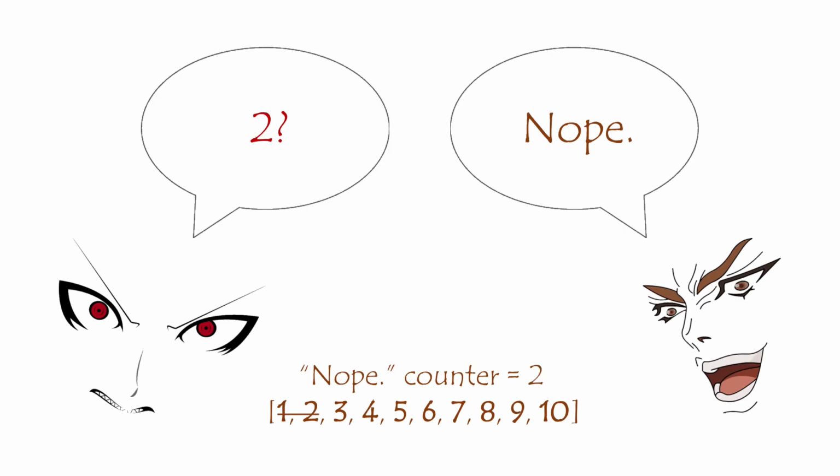1, Nope. 2, Nope. 3, Nope. 4, Nope. 5, Nope. 6, Nope. 7, Nope. 8, Nope. 9, Nope. 10. Yep. Now, as you can see, it took you 9 guesses to find the correct answer. If you had to guess from an array of 100,000 numbers, it would have taken you 99,999 guesses, which is not very effective.